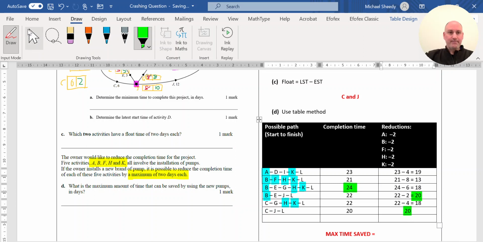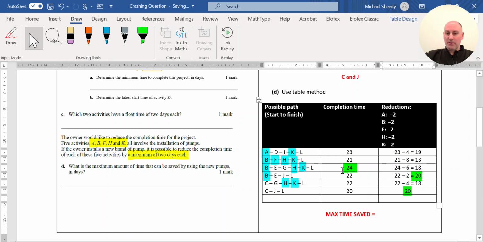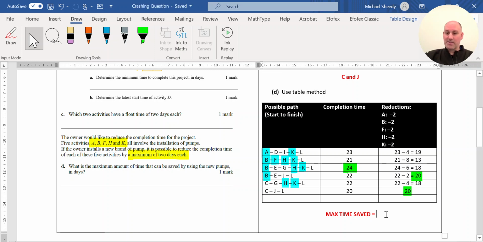So what that tells me is I'm able to reduce my original critical path of 24 down to 20. So the time I can save and make sure all activities are completed is 20. I can reduce it down to 20. So the time saved was, original time was 24. I can get it down to 20 hours.